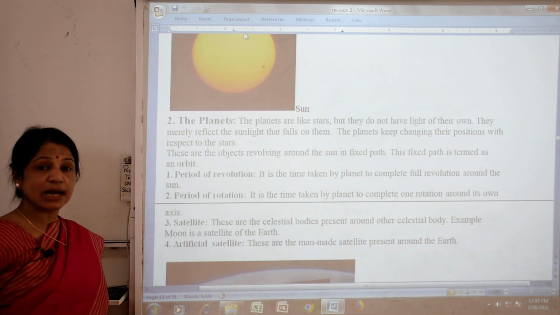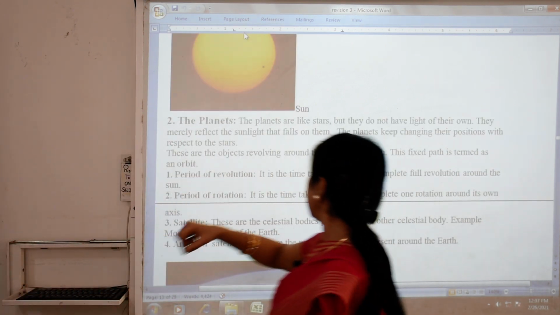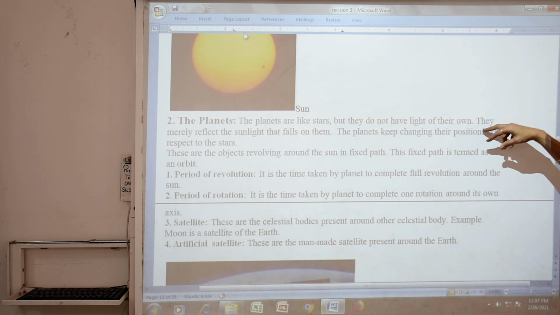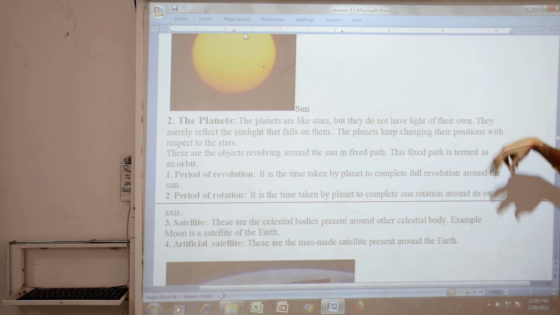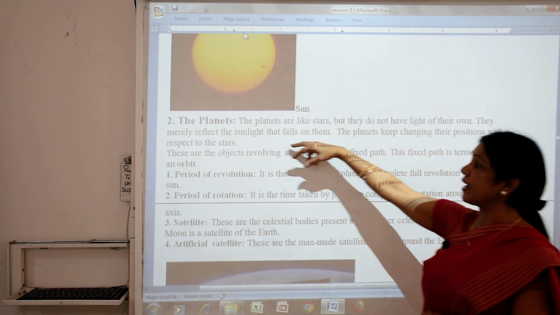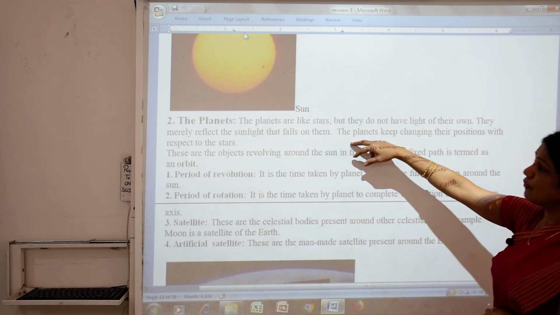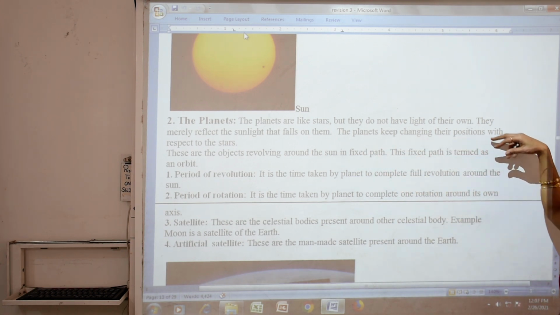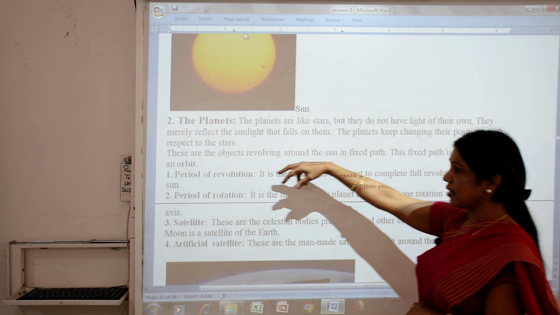The planets are like stars, but they do not have light of their own. They merely reflect the sunlight that falls on them. The planets keep changing their position with respect to the stars.